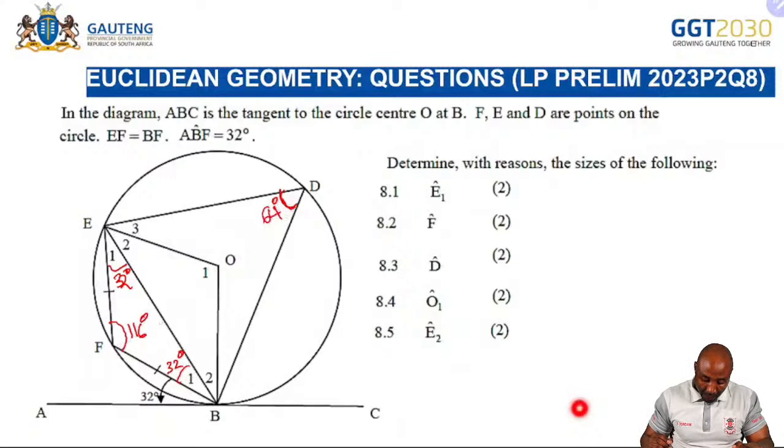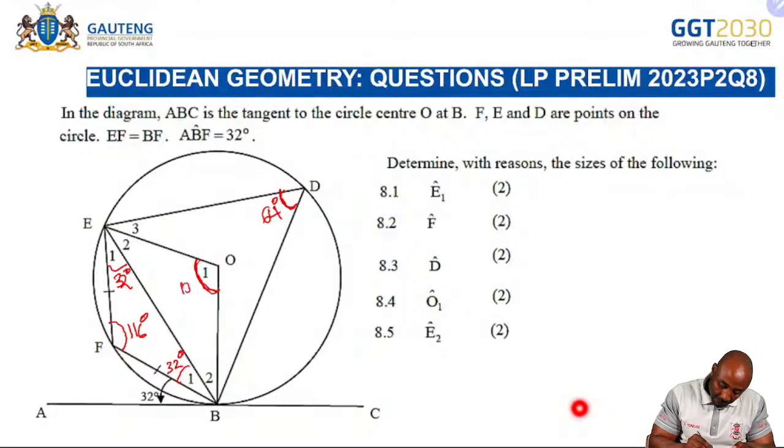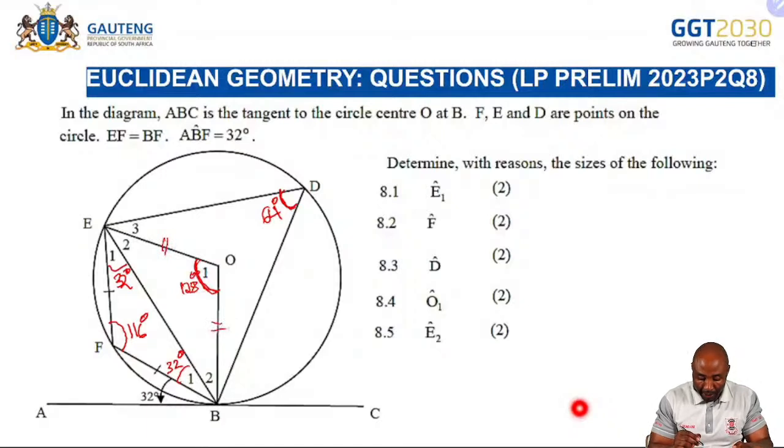Now, which other angle am I also able to get? I'm also able to get this angle here. I'm able to use angle at center 2 times angle at the circumference. So this angle will be 128 degrees there. I know that this side is equal to that one because these are radii. So I'm able to get my E2 and my B2.